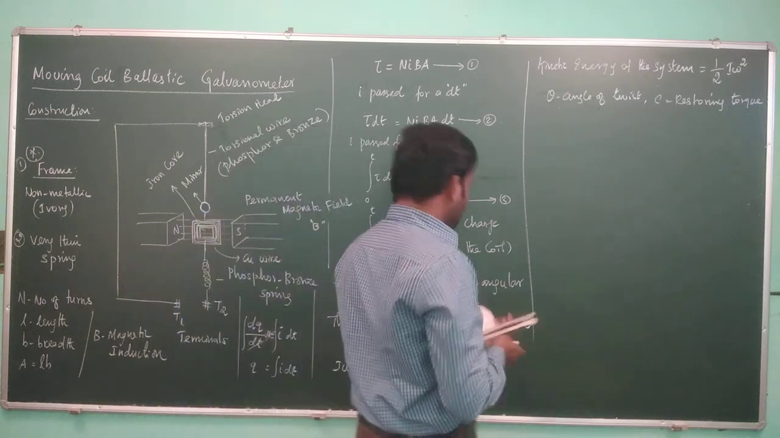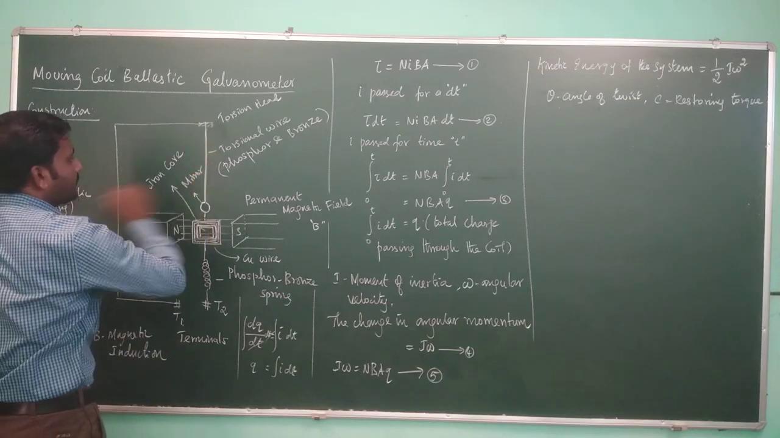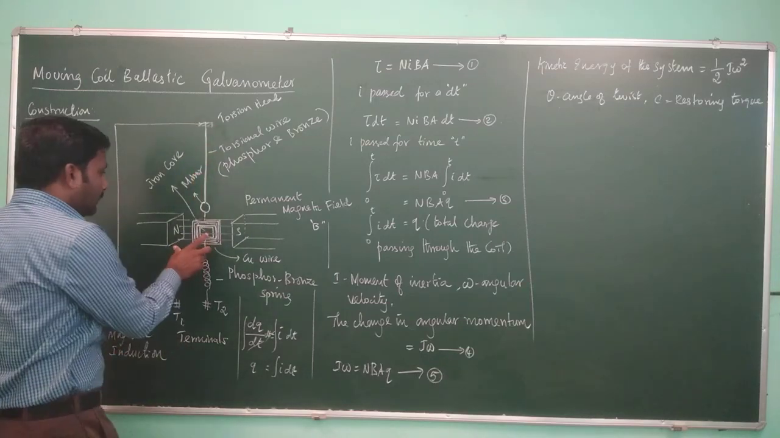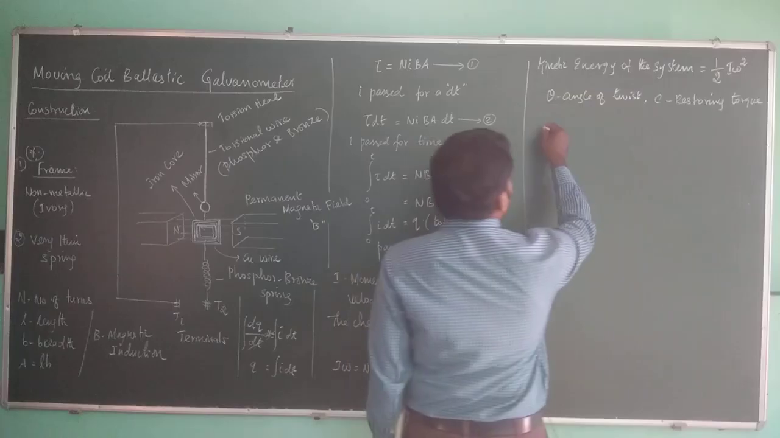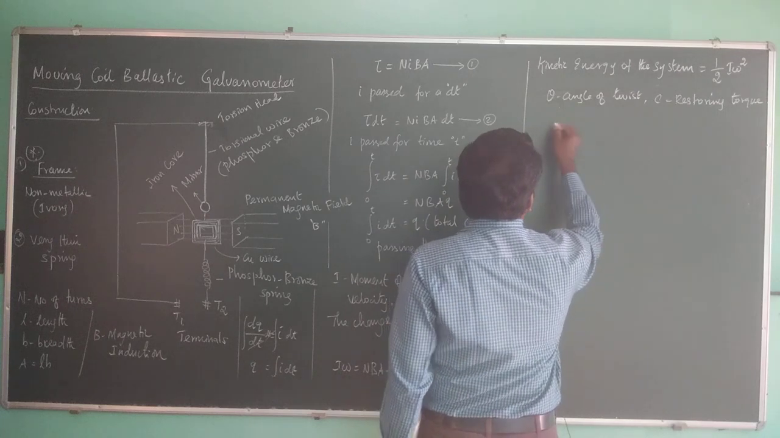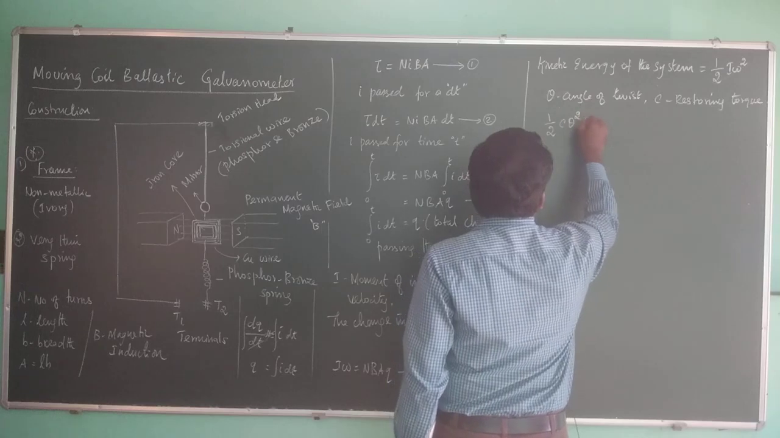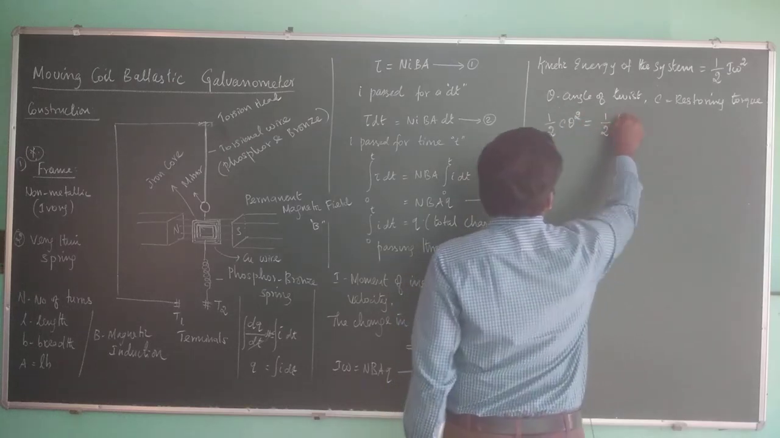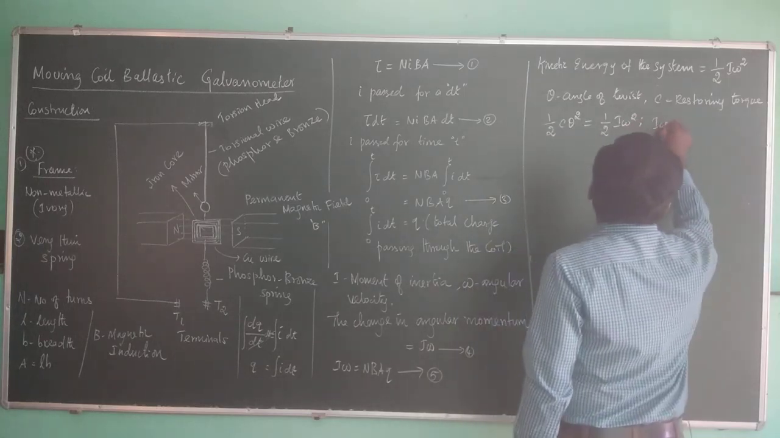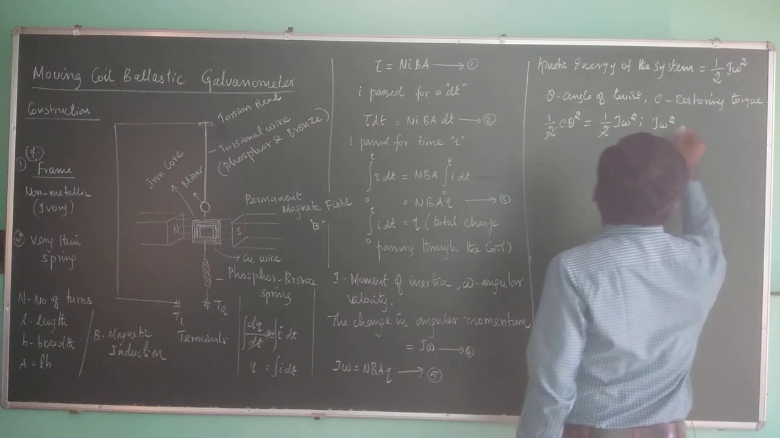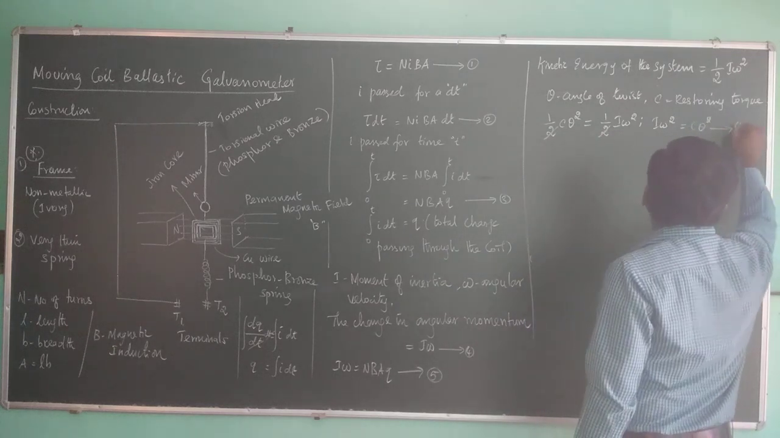So here the work done on the suspension wire and the work done on the moving coil, both are the same, right? We can write 1 by 2 C theta square equal to 1 by 2 I omega square, or you can write, this 2 and 2 will cancel, I omega square equal to C theta square. This is equation number 6.